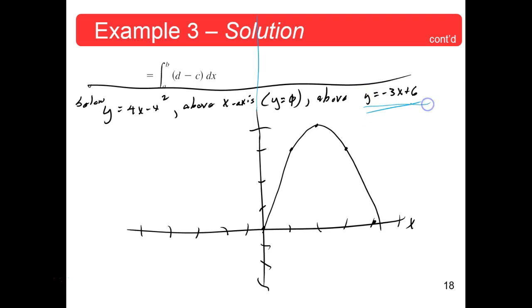X equals 0. It's going to be 6. That's way outside the parabola. Not even interested in that. How about x equal 1? This is going to be way outside. Not really, because you got -3. No, it's going to be way out.